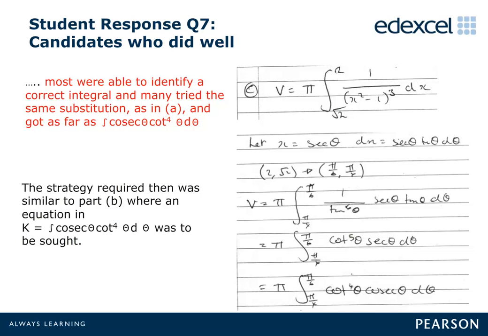For Part C, most were able to identify a correct integral, and many tried the same substitution as in A, and got as far as the integral of cosec theta cot to the 4th theta d theta. The strategy required then was similar to Part B, where an equation in K equals the integral of cosec theta cot to the 4th theta d theta was to be sought.